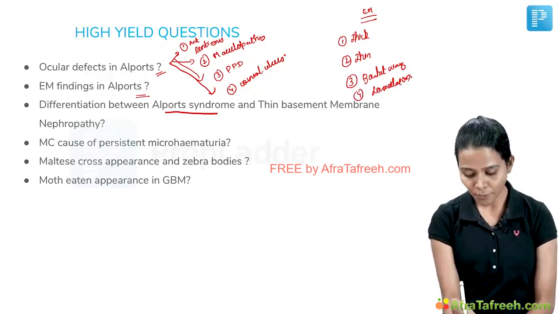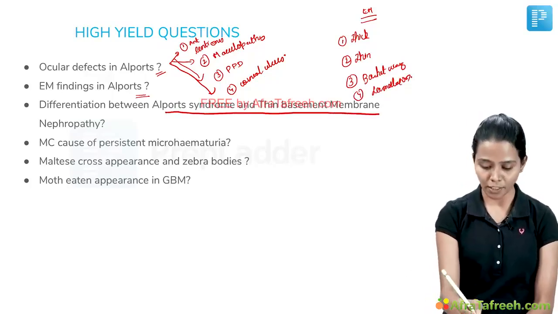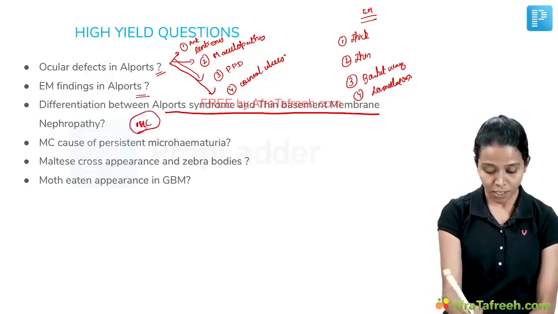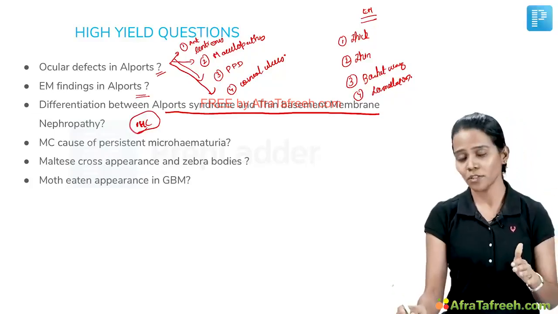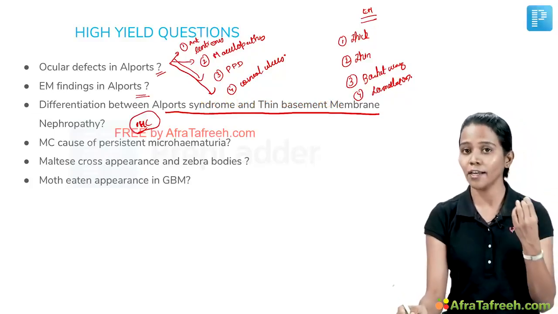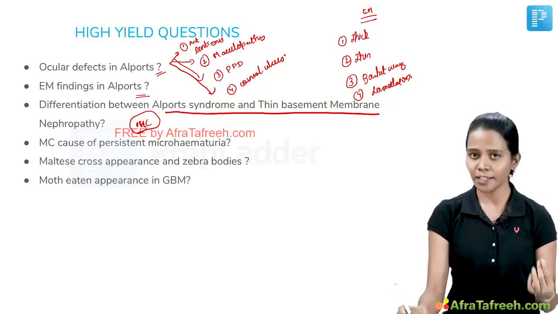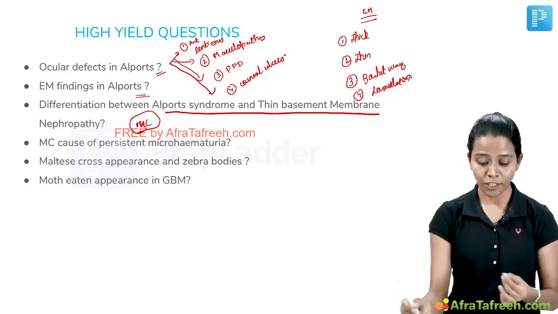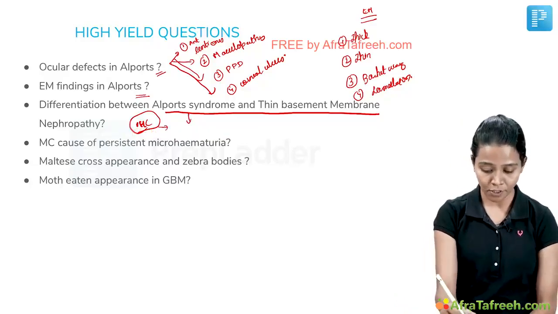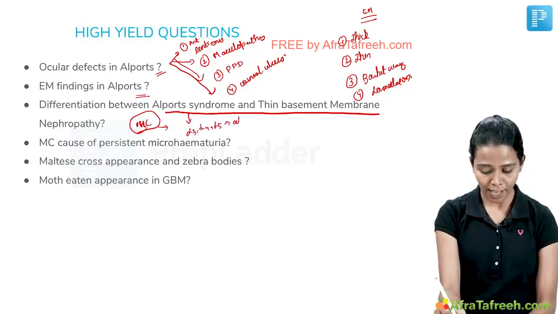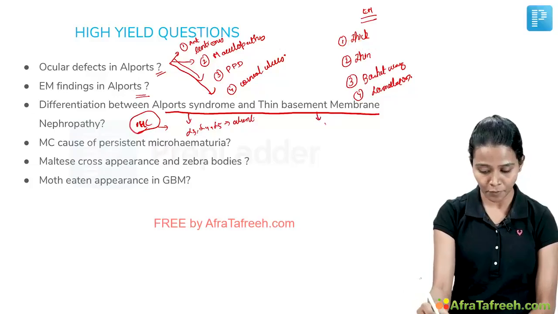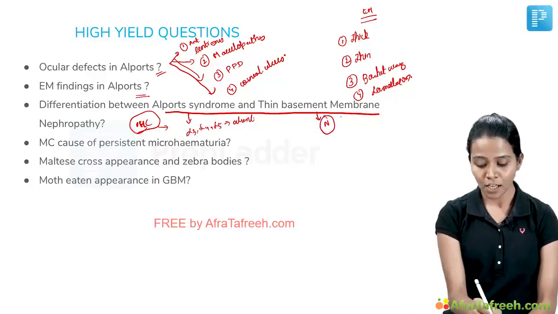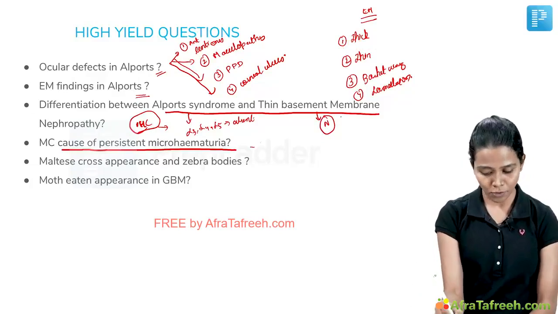Differentiation between Alport syndrome and thin basement membrane nephropathy. Again, it is immunohistochemistry. Okay, to differentiate the types of Alport syndrome also, which is X-linked Alport syndrome and autosomal recessive, we need immunohistochemistry. Similarly, for Alport syndrome and thin basement membrane also we need immunohistochemistry, because in Alport syndrome, alpha 3, alpha 4, alpha 5 chains are going to be absent, but in thin basement membrane nephropathy it is going to be normal or present. Most common cause of persistent microhematuria is thin basement membrane nephropathy.